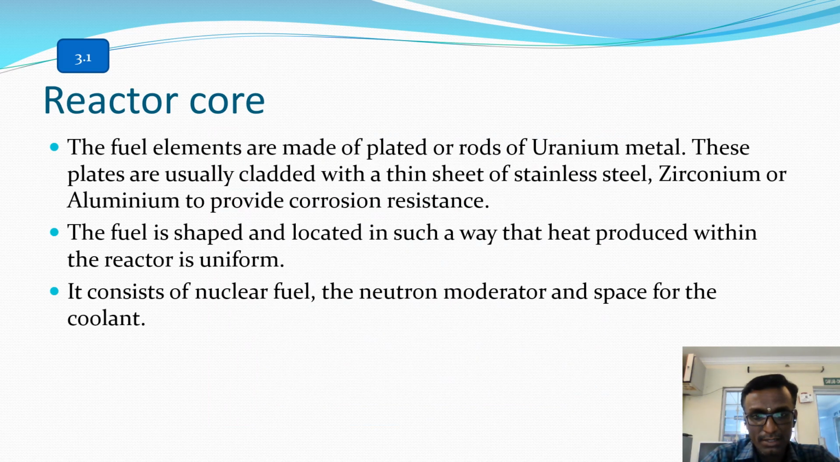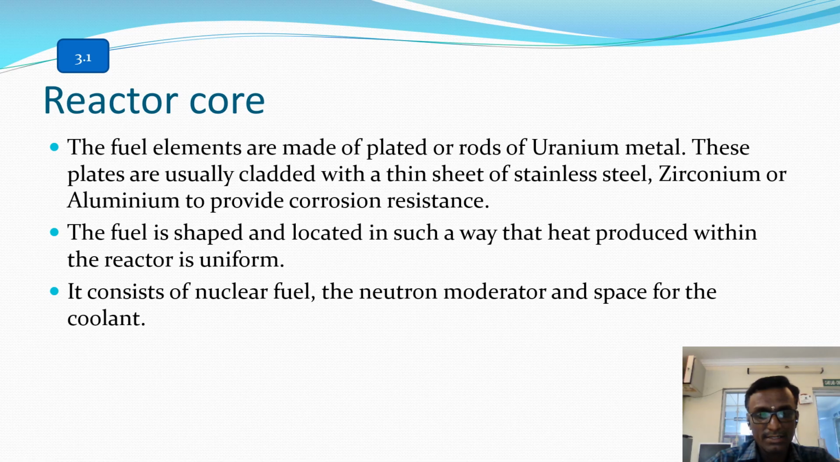The fuel elements are made up of plates or rods of uranium metal. The plates are usually clad with a thin sheet of stainless steel, zirconium or aluminum to provide corrosion resistance. As we have already discussed, the element should have proper corrosion resistance, and the machinability of that particular component should be much higher. The fuel is shaped and located in such a way that the heat produced in the reactor is uniform.